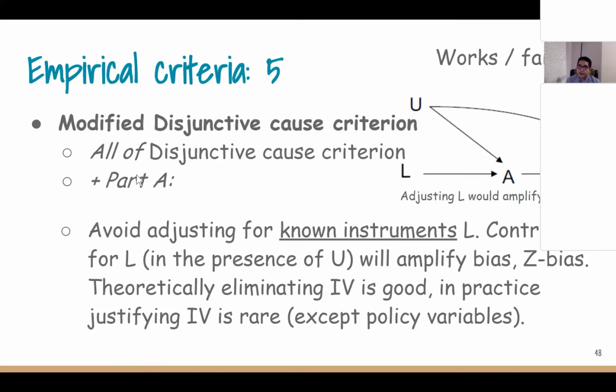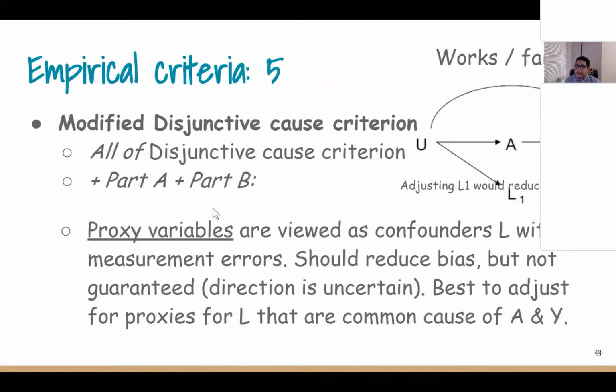There is another part that says that if you have a variable that is unmeasured, but this is a common cause, then try to find a variable that is a good proxy of that unmeasured variable. So when I include the not including instrument part and include the adding proxy variables in the disjunctive cause criterion, I am getting my modified disjunctive cause criterion.